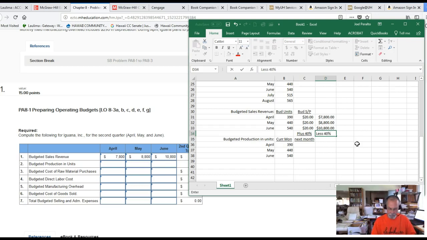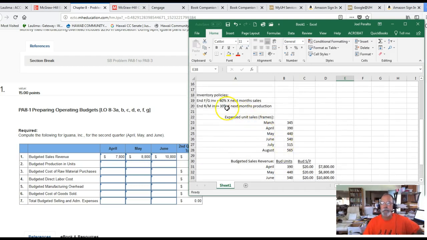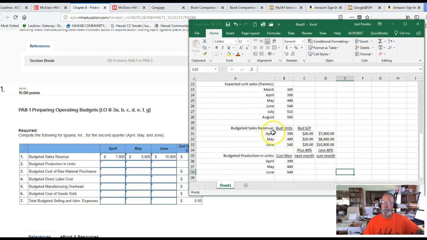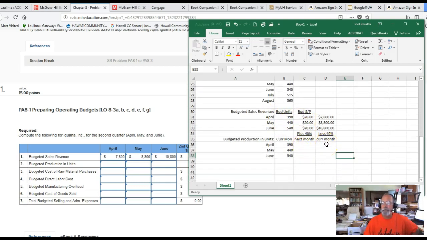Less 40% current month, since our ending inventory at the end of March would have included 40% of April's projected sales. That might be a little hard to follow initially, but we're starting out the month with 40% of the current month's sales based on our inventory policy. So end of March we should have 40% of April's sales, and end of April we need to include 40% of May's sales. So if we do this one calculation at a time, I think it should work.